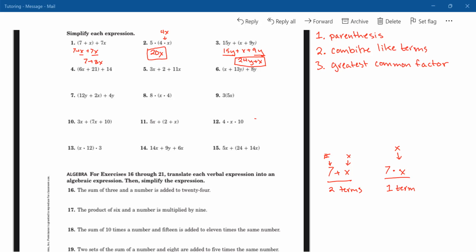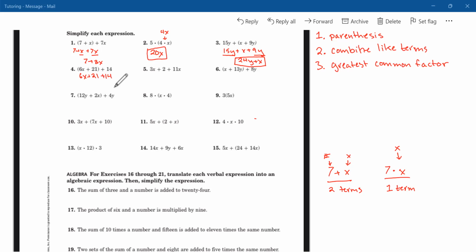Okay, now let's do number 4. Since we have parentheses, we will look at those first. We know that 6x and 21 are two different terms, so we cannot combine them, and that nothing is multiplied to the parentheses, so we will remove them. 6x plus 21 plus 14 will become our new equation.